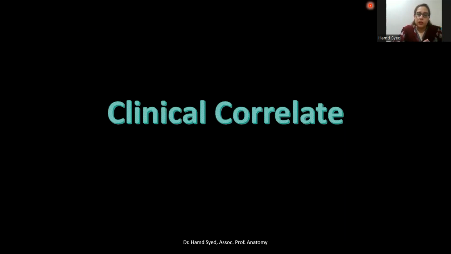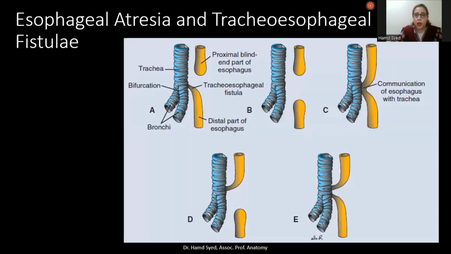Now that we have discussed the maturation of the lung and the role of surfactant, we have talked about the basic concepts of respiratory system development. Let's come to the clinical correlation. I would like to start by discussing esophageal atresia and tracheoesophageal fistulae. If you recall, when we talked about the formation of the trachea, we mentioned that the tracheoesophageal ridges appear in the foregut and they subdivide the foregut into an anterior part, which is the trachea, and a posterior part, which is the esophagus.